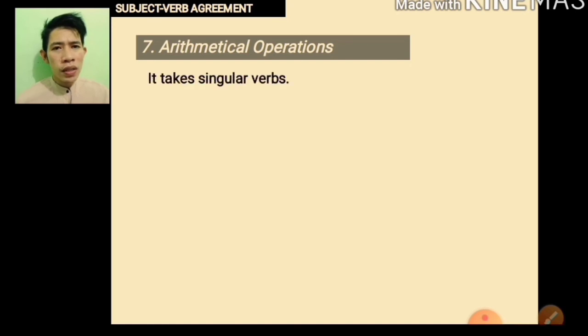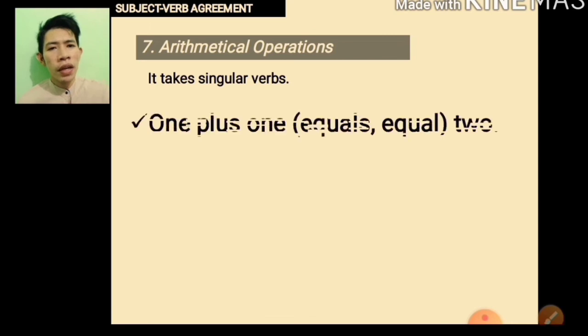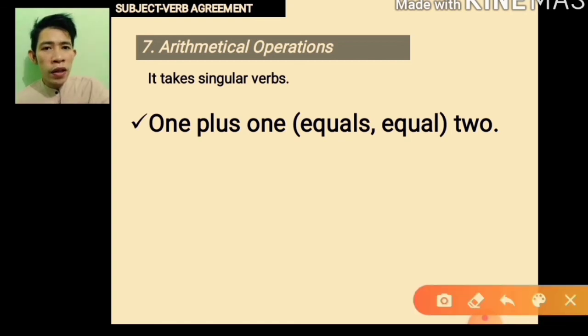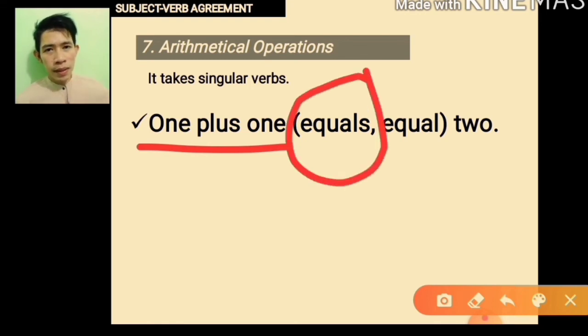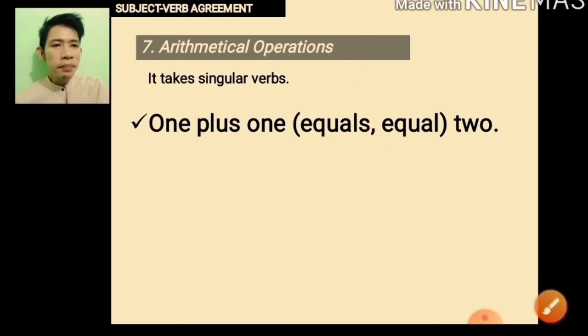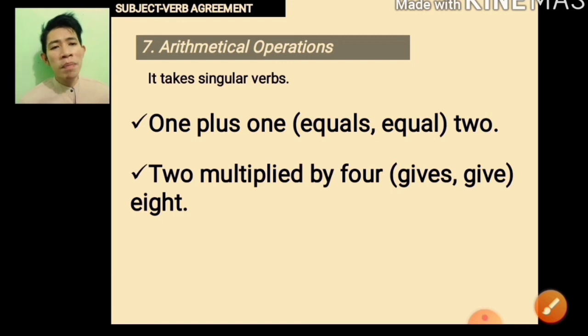Arithmetical operations always take singular verbs. Kapag arithmetical ang pinag-usapan, in terms of operations, ang verb na gagamitin natin is singular. Like this example, 1 plus 1 equals 2. So the subject is an arithmetical operation, 1 plus 1. So the verb that we'll be using is singular. Okay, that's why it's equals. Okay? Next, 2 multiplied by 4 gives 8.